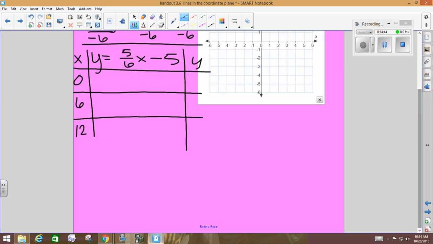Well, here I'm doing them divisible by 6 because it's going to cancel my 6 out here. I could do 2 and 3. It's just going to give me a fractional answer over here, which sometimes makes it harder to graph. Substitute 0 in. 0 times anything is 0, so you should get -5.